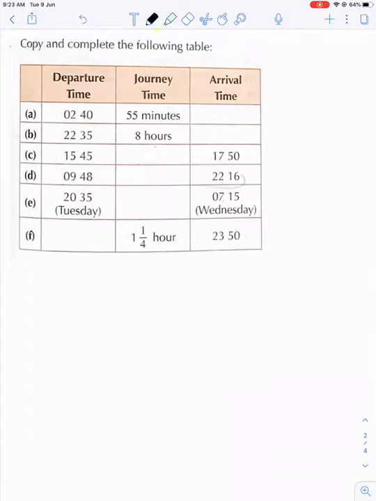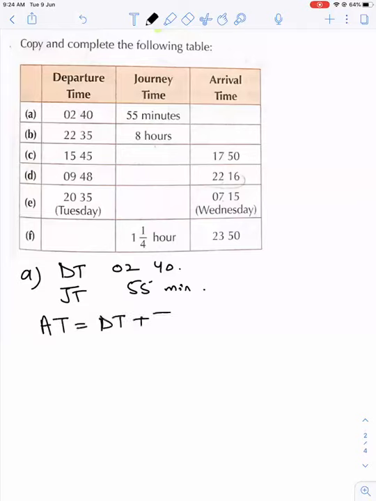I'm starting to do the first question. The data says the departure time is 2:40. In 24-hour clock, 2:40 is 2:40 at night. The journey time is 55 minutes. We're supposed to find out the arrival time. We first write down the formula for arrival time, which is departure time plus the journey time. We're going to write departure time first.